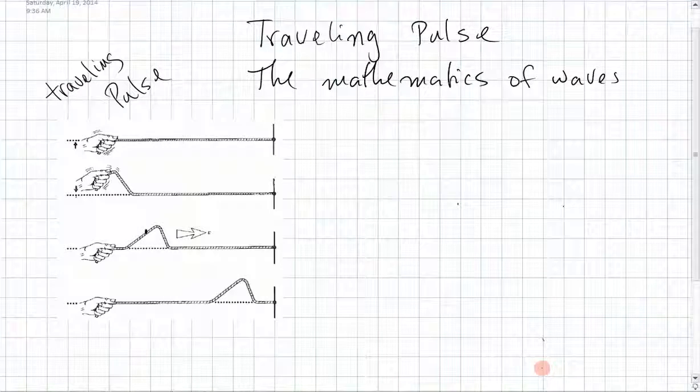Okay, in this video we're going to look at the mathematics of waves and how to represent traveling waves. So in this picture we can see that there is a pulse being generated and the pulse is traveling to the right. So we would like to find a mathematical representation for that.